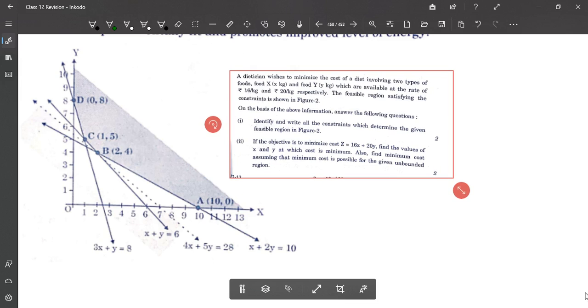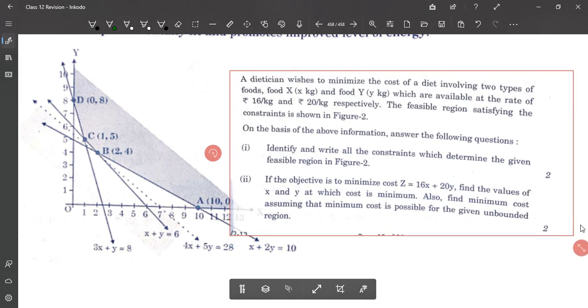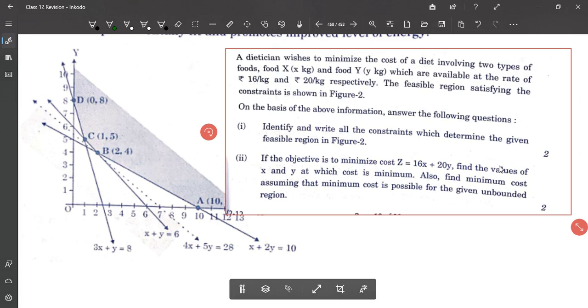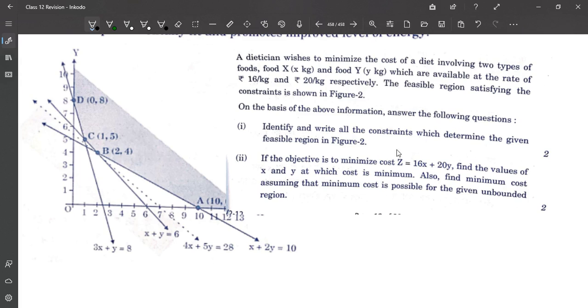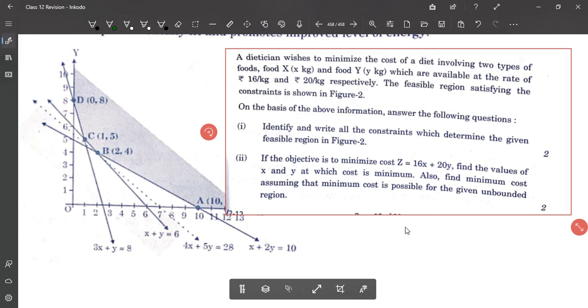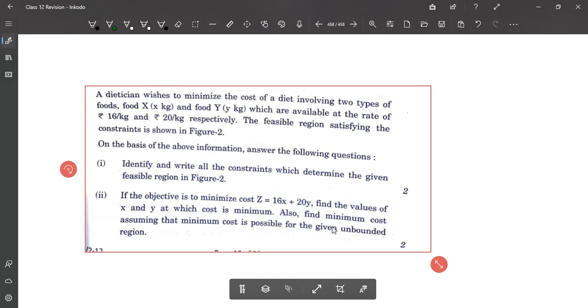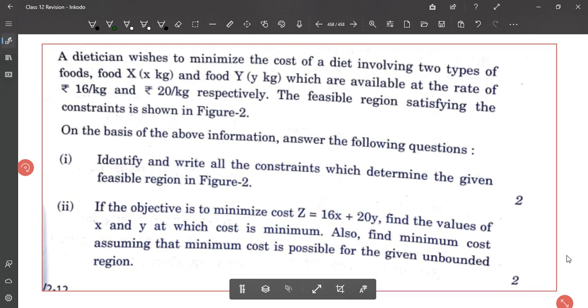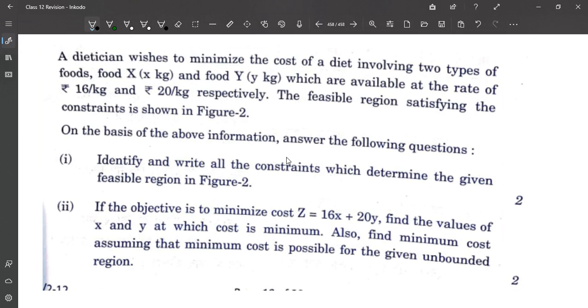So the dietitian wishes to minimize the cost of a diet involving two types, which is food X and food Y, which are available at the rate of 16 per kg and 20 per kg respectively. The feasible region satisfying the constraints is given in figure 2. Identify and write all the constraints which determine the given feasible region in figure 2. So we have to identify and write all the constraints from the figure.